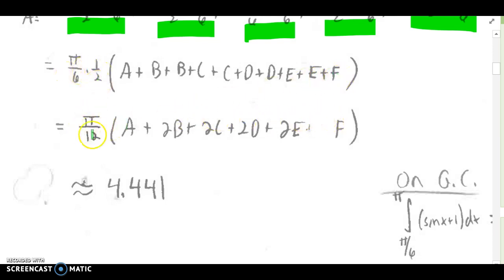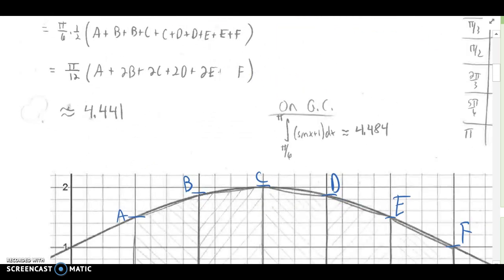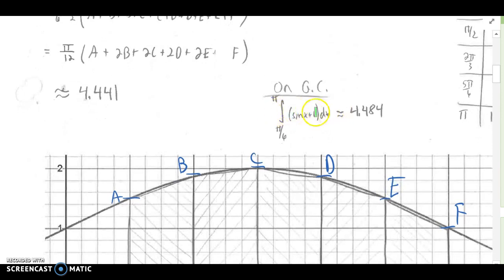Then simplifying that on the outside, I can enter this into my calculator since I have all those values stored, and very quickly approximate the area under the curve using all those trapezoids. And it's about 4.441. To see how close I am to the actual answer, on my graphing calculator I can enter this in, do the definite integral, and then compare those answers and see that my approximation is pretty good.